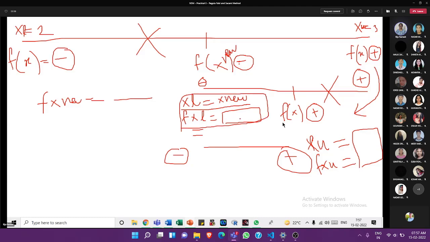So what is fxl, students? What will be fxl here and what will be fxu here? xl will be x new only. What will be fxu and fxl here as per the condition?